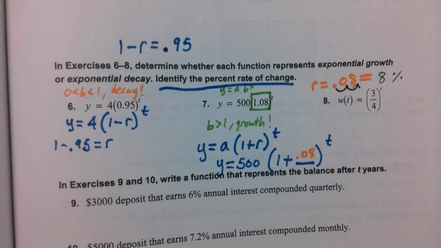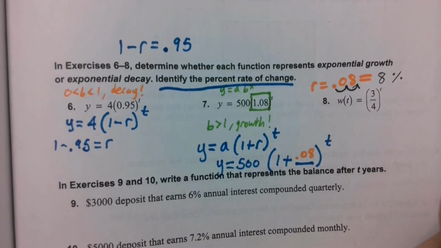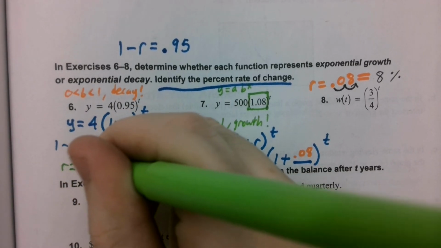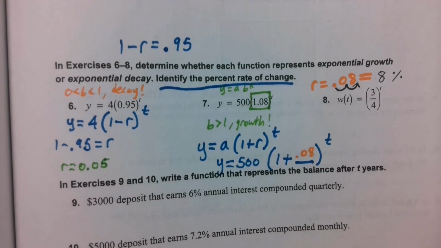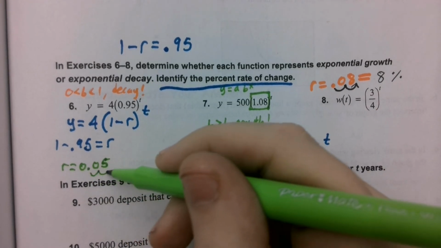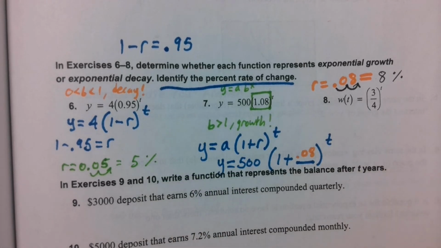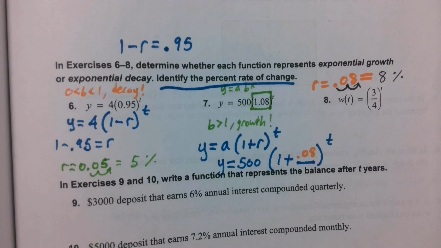What is 1 minus this number in parentheses? We get 0.05, which as a percent, when we move it twice to the right, we get 5%. This is a 5% decay. This is the toughest part for a lot of people.